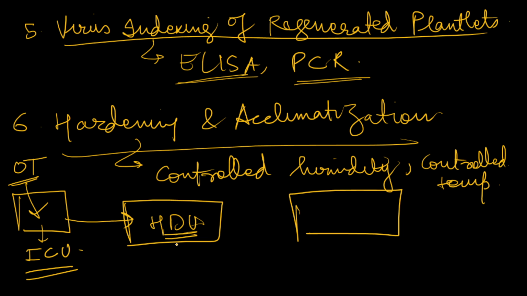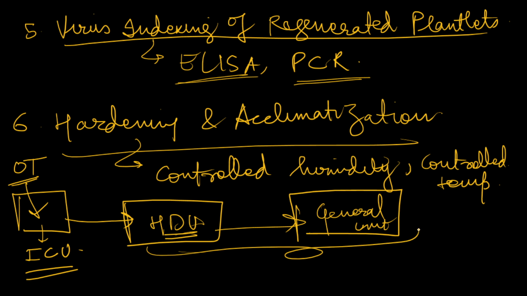In the HDU unit everything is available, but mainly patients are kept without oxygen, without that much support, so that they can try to overcome their disease. After the HDU they are sent to the general unit. In these two units the process that happens is a kind of hardening. The patient prepares himself for the outer environment which he has to face.